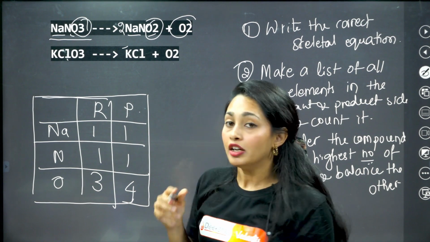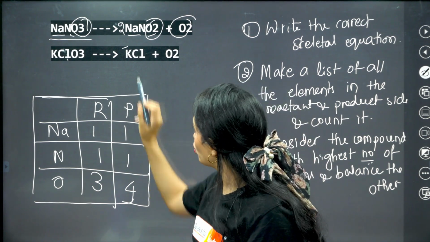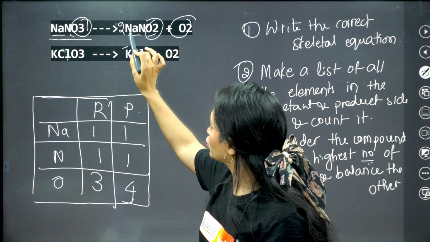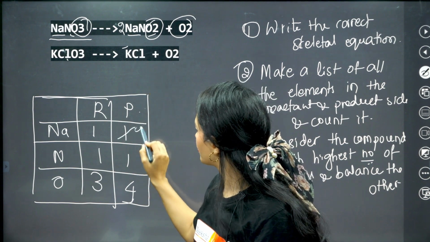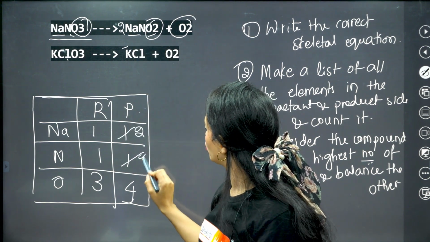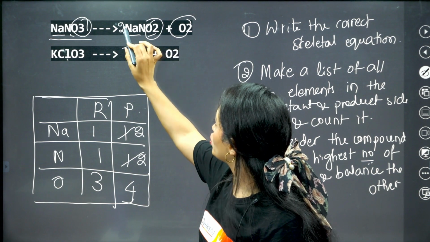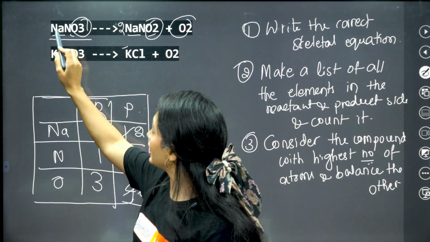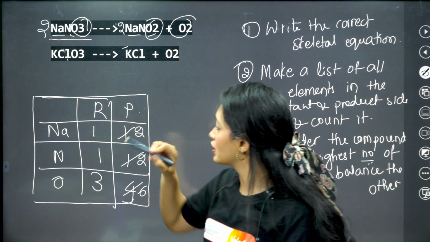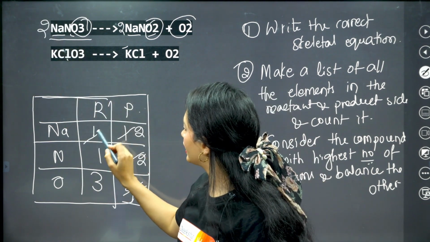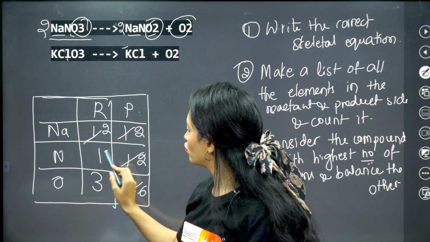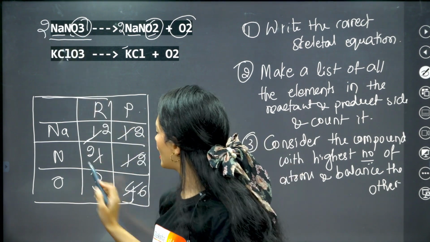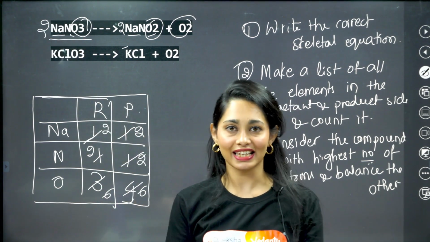When we do that, what's going to happen? NaNO2 gives 2 Na in the product side. Nitrogen, 2. Oxygen, 2 2s are 4, 4 plus 2, it is 6. Multiplying NaNO3 by 2 now, what's going to happen? 2 Na in the reactant side. Nitrogen, 2. And 3 2s are 6. Everything is balanced.